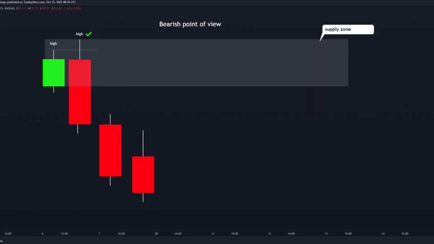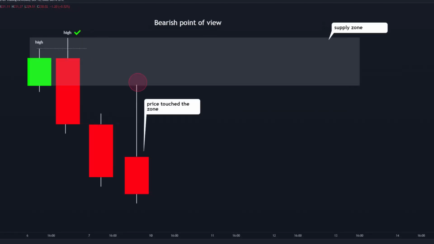I want to cover something that I didn't mention in all of the videos on this channel. Here we can see that the market is just trending to the downside. But what if one of the bearish candles touches the zone? Like from this example we can see that one of the bearish candles touched the zone.